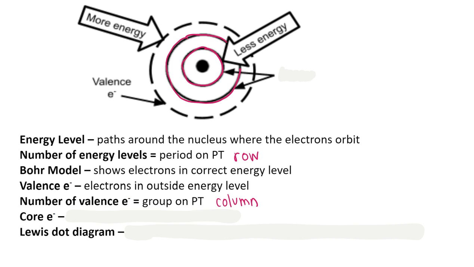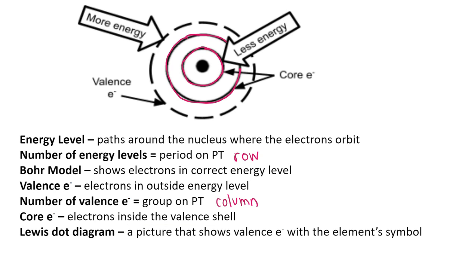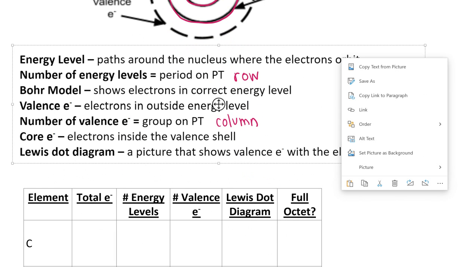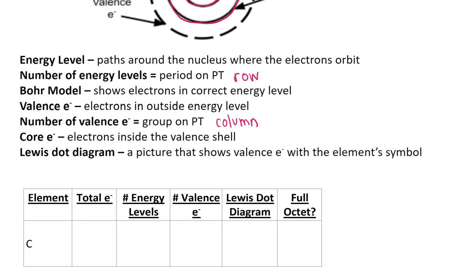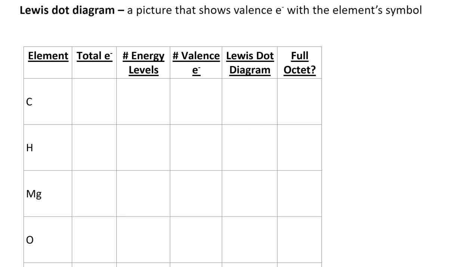The rest of the electrons are what we call the core. Those are the electrons inside the valence shell. They're still there, they're zooming around, they're just not quite as interesting, but they're the other electrons, the core ones. The last thing that we can do is make a Lewis dot diagram, which is a picture that shows the valence electrons with the element symbol. So we're representing those valence electrons in a picture. So let's do some examples of that. Grab your periodic table.